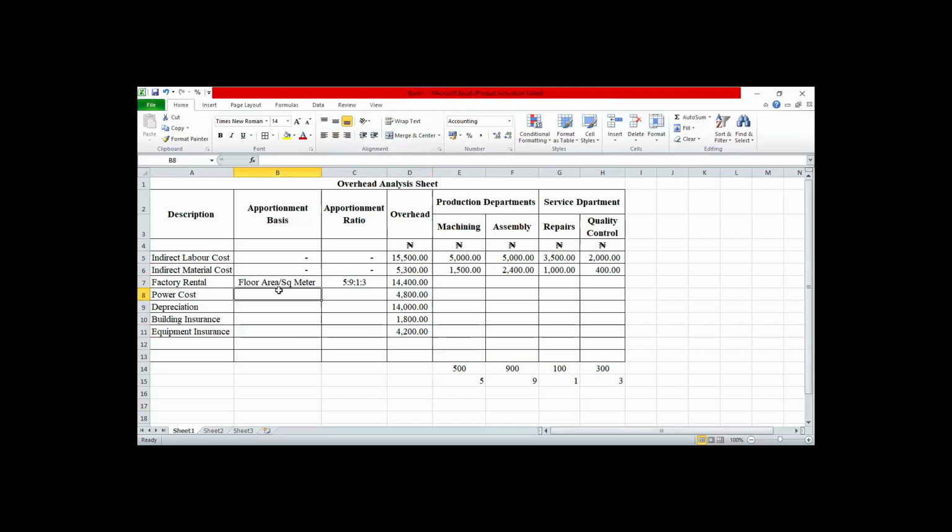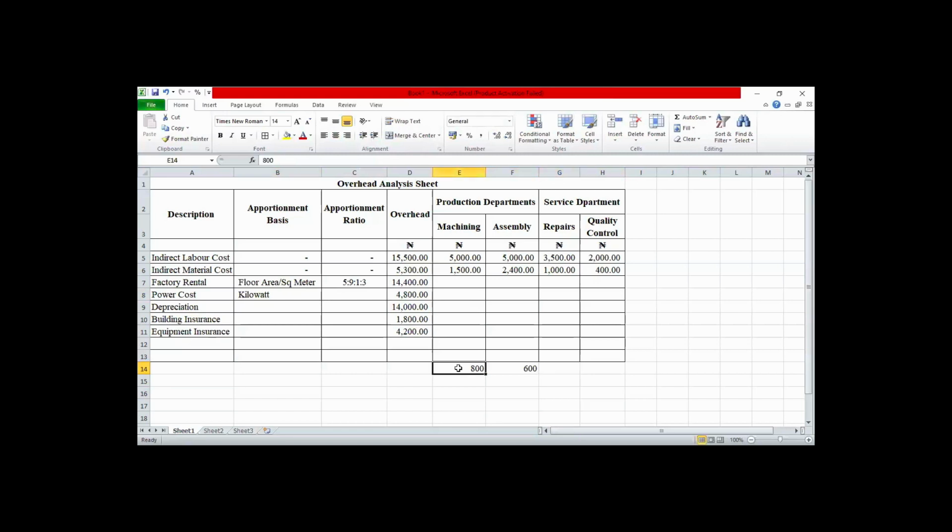Now, what is the basis of apportionment for power? The kilowatts. Yes, kilowatts. Now, give me the figures the way we have done it the other time. The kilowatt for machining is 800? Sorry, 600, sir. Machining is 600. Yes, thank you.